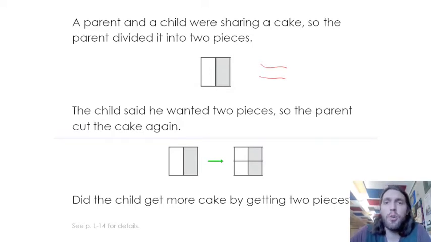Let's take a look here. A parent and a child were sharing a cake, so the parent divided it into two pieces. You can see they divided it here into two pieces. The child said he wanted two pieces, so the parent cut the cake again. So you can see now they cut it one down and one across. Did the child get more cake by getting two pieces? Did they get more cake?